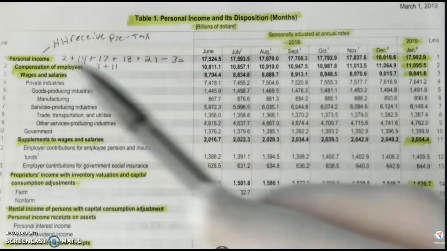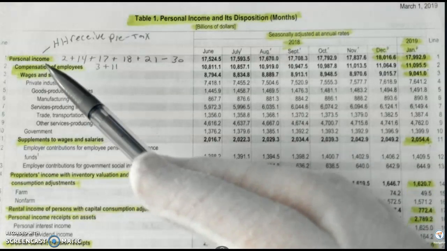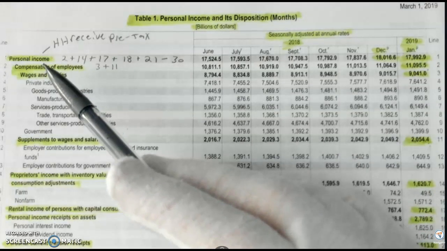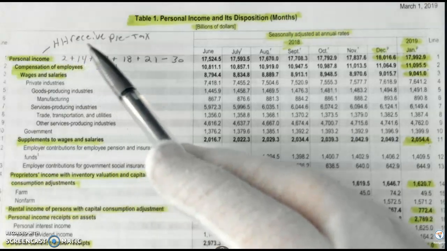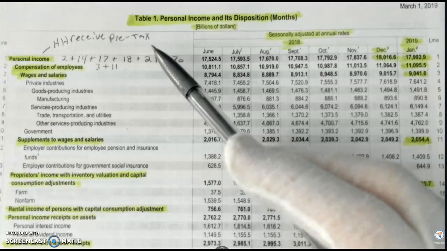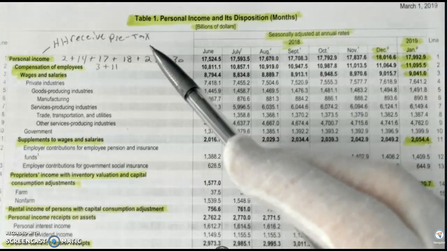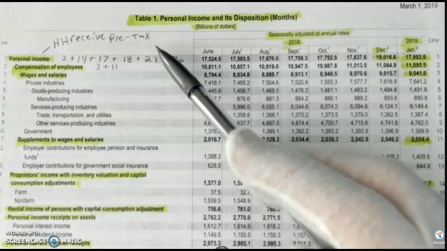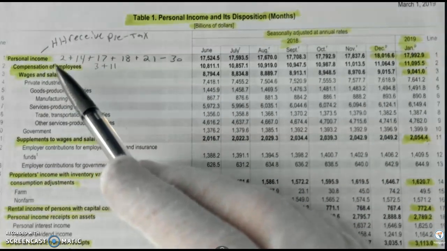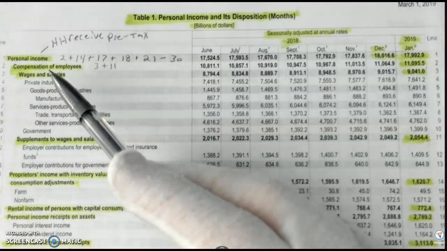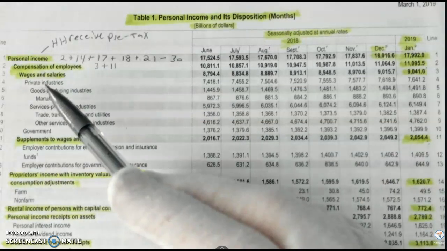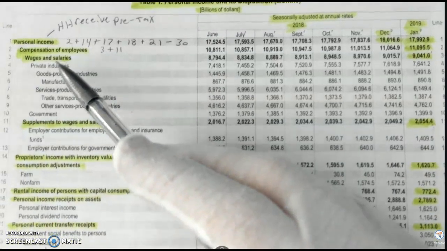With that in mind, let's take a look at the broadest category, which is personal income. Personal income is what households receive pre-tax. So this is something that is available to households before they pay their taxes. Now, if we break down personal income into its constituent parts, you've got these lines here. So let's just take a look at these. And you can see it with the indentations as well.